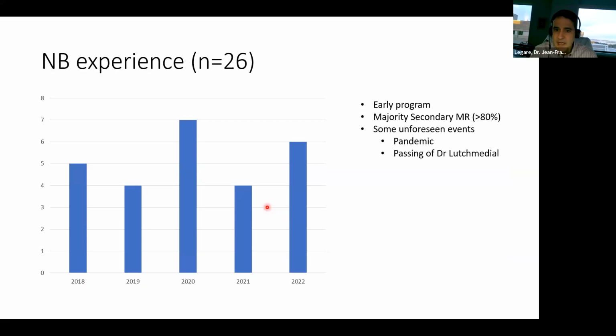It's an early program. The majority of the cases we've done have been secondary mitral insufficiency. So we're a little bit of the opposite of what the current literature would support. There's been obviously some unforeseen events, passing of my colleague who was really spearheading this program, and the pandemic, which we're gradually building from.